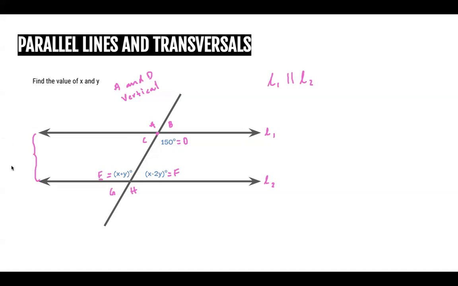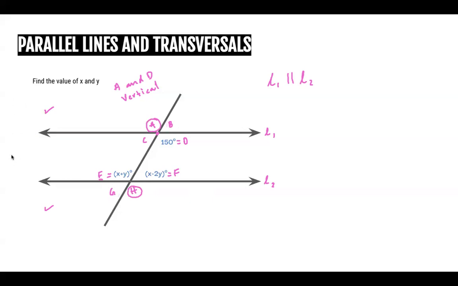There's another thing to consider, and that is alternate exterior. It means that we're going to be living on the outside of the parallel line. So A, B, G, and H all are exterior angles, but we want the ones that are on opposite sides. So A and H are alternate exterior, just like B and G.